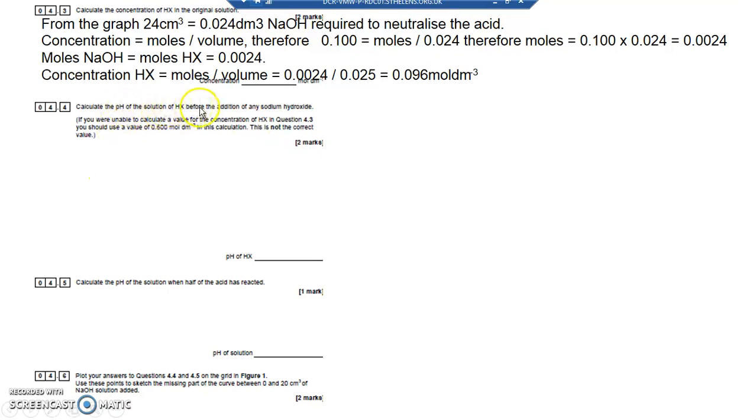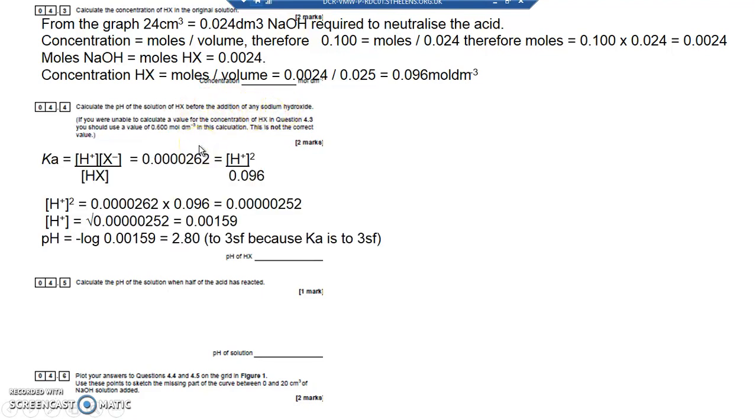Calculate the pH of the solution before any addition of any of the sodium hydroxide. So how do I do that? Well, I use the equilibrium constant. I've got the equilibrium constant here, and I've got HX. I need the concentration of acid, which I've got. Because there's no mention of a buffer, these two concentrations are the same. When I make an H⁺ ion, I make an X⁻ ion. So the HX dissociates to make H⁺ and X⁻.